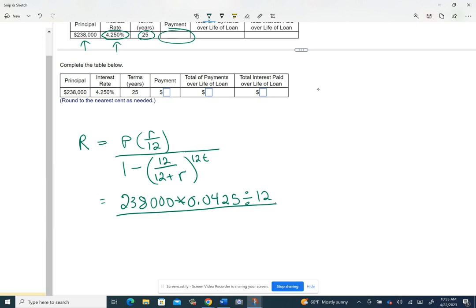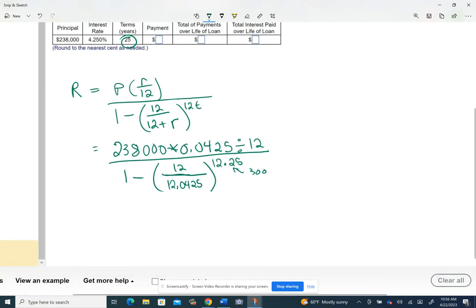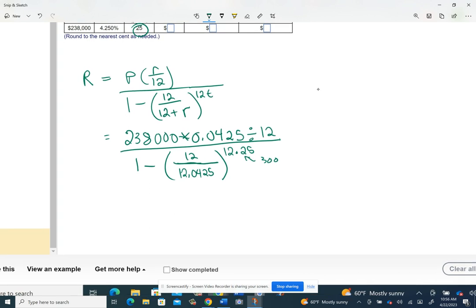So the loan amount, the principal, was $238,000. I'm going to multiply that by the interest rate as a decimal. So that's 0.0425. And then I'm going to divide by 12 because that interest rate is an annual rate. Then in the denominator, I have 1 minus 12 over 12 plus 0.0425, which would just turn out to be 12.0425. And that's going to be raised to the 12 times 25 since there's 25 years. The 12 times 25 is really going to be 300, so when I type it in, I'll be using the 300. This is what I would do to type it in.